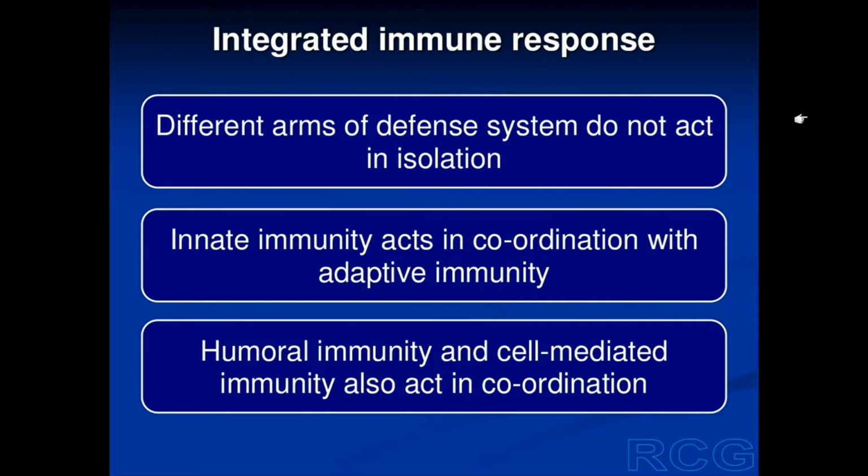The integrated immune response: the different arms of the defense system do not act in isolation. There is always a need for innate immunity and adaptive immunity to act in a coordinated way, and humoral immunity and cell-mediated immunity also act in a coordinated manner.